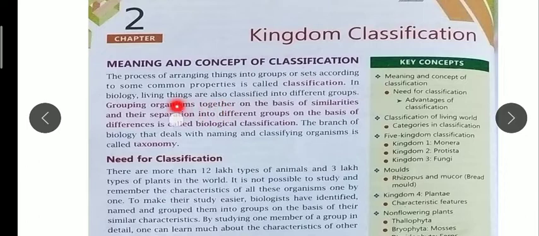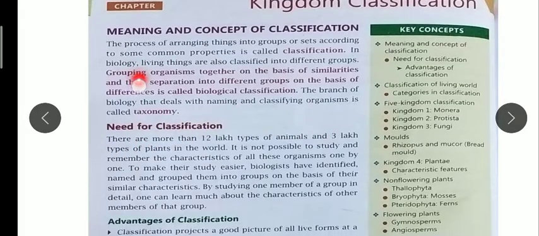Many scientists classify different species into different kingdoms based on their similar properties. Grouping organisms together on the basis of similarities and their separation into different groups on the basis of their differences is called biological classification. This is the definition of biological classification. Based on this, scientists categorized different organisms based on their similarities and dissimilarities. This branch is called taxonomy. The branch of biology that deals with naming and classifying different organisms is called taxonomy. You can underline this line.